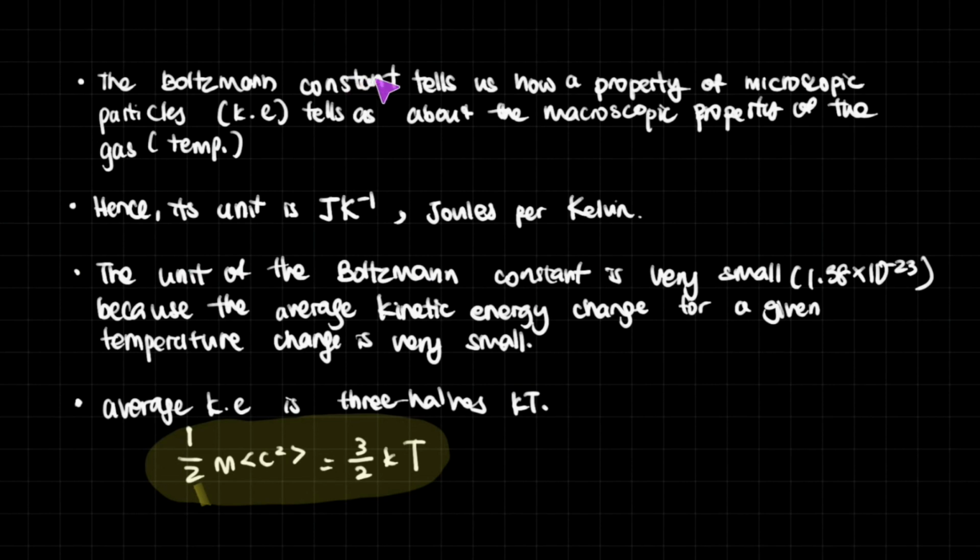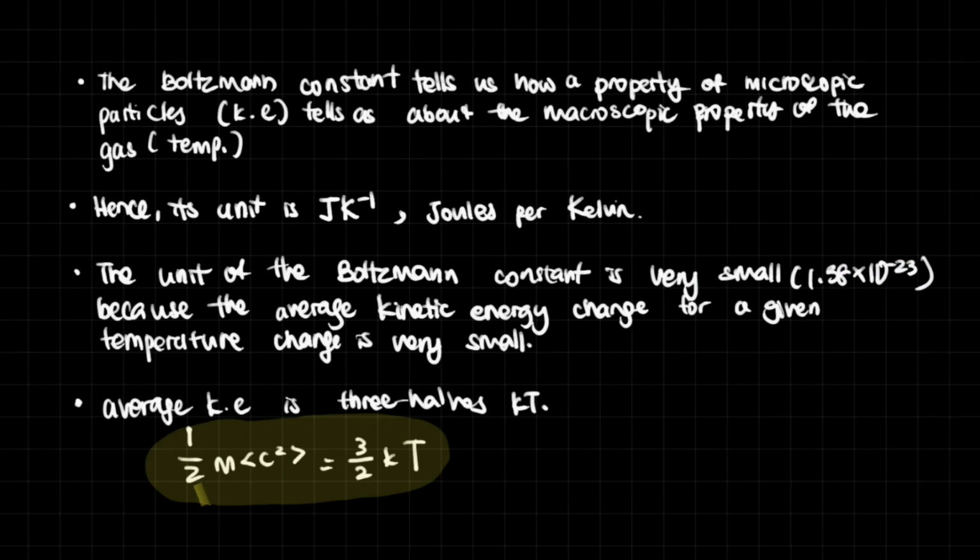So the Boltzmann constant tells us how a property of a microscopic particle tells us about the macroscopic property of the gas. It's going to link together the kinetic energy of a certain tiny particle and how that translates over to the temperature of the whole cylinder of gas. So this is why its unit is joules per kelvin. The Boltzmann constant is actually very, very small. It's 1.38 times 10 to the power of negative 23.